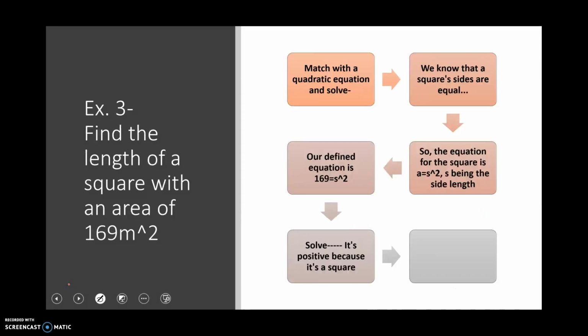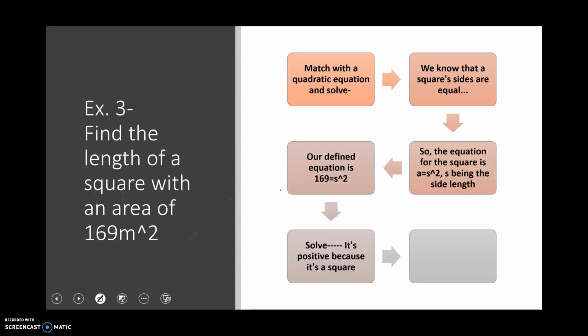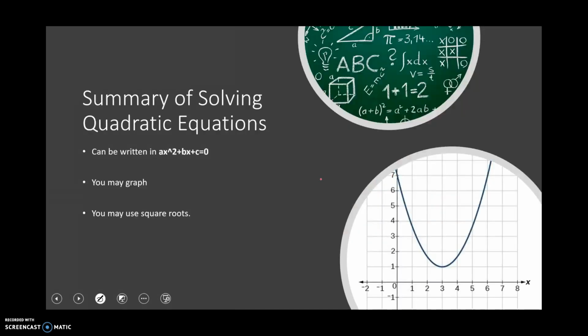Sorry, we're having some technical difficulties here. And solve. It's positive because it's a square. So, 169 equals s squared. So if you go back here, as you can see, this was more with square roots. Right here, we're doing the same thing. What's the square root of 169? It's 13. So our solution is 13 because it's s squared. So if you got 13, congrats, you're correct.